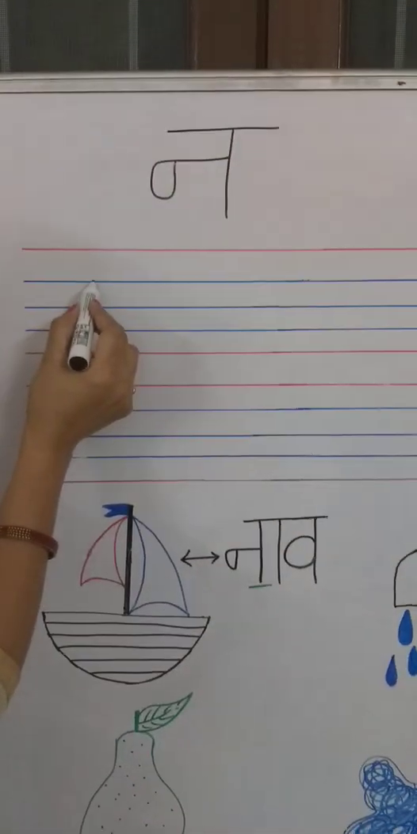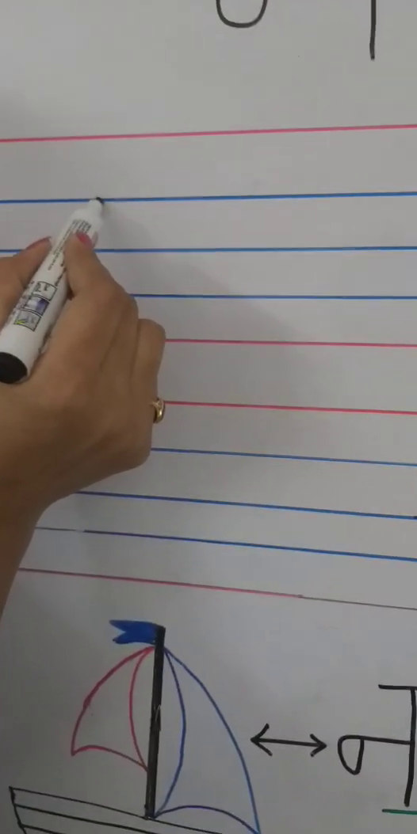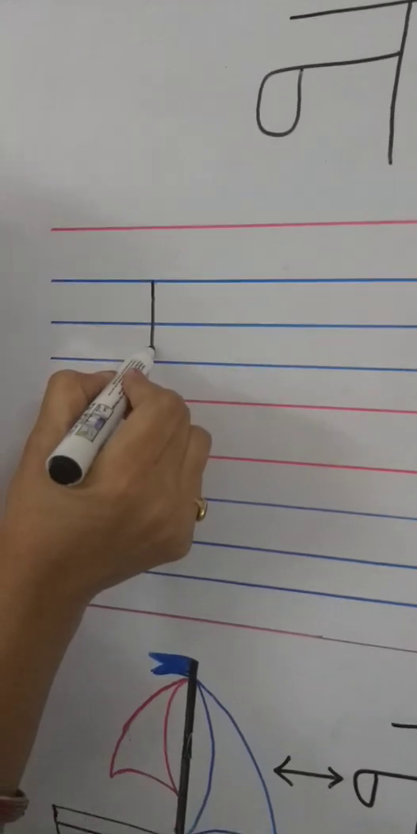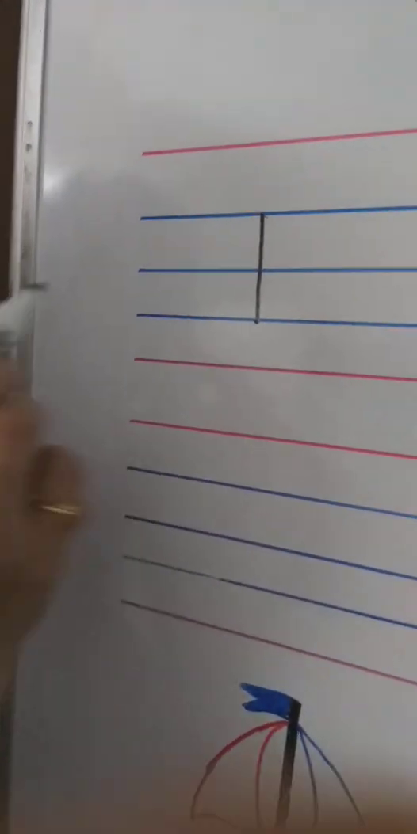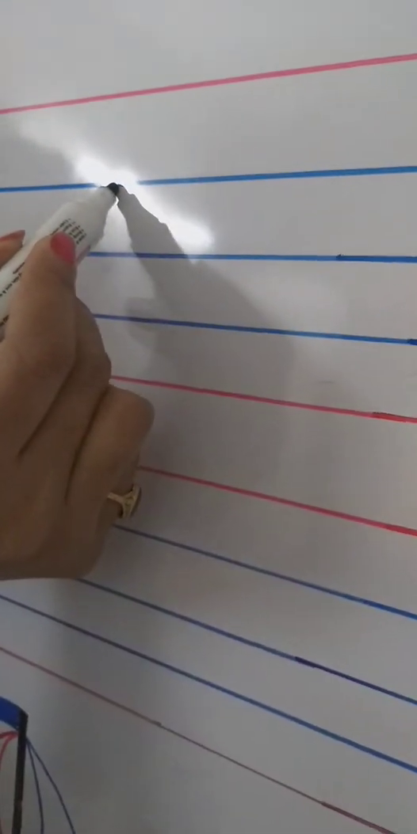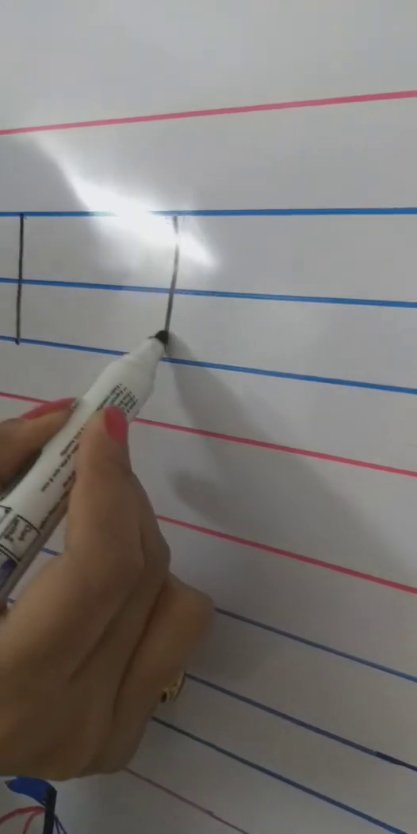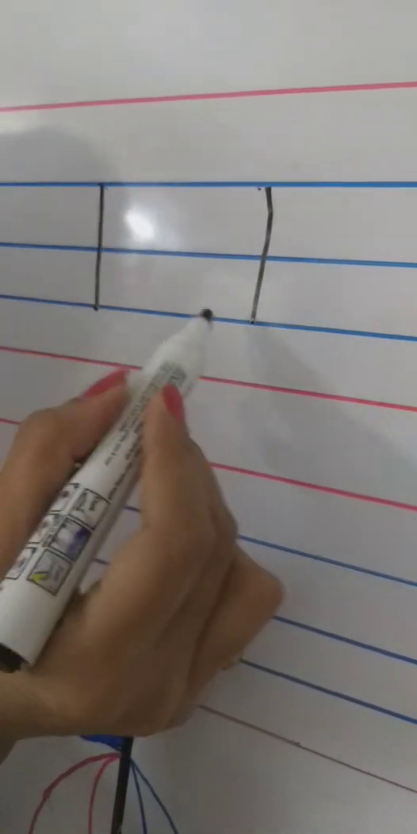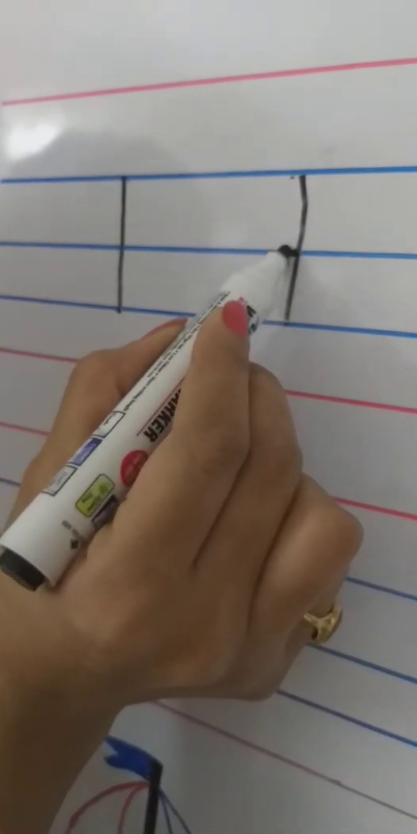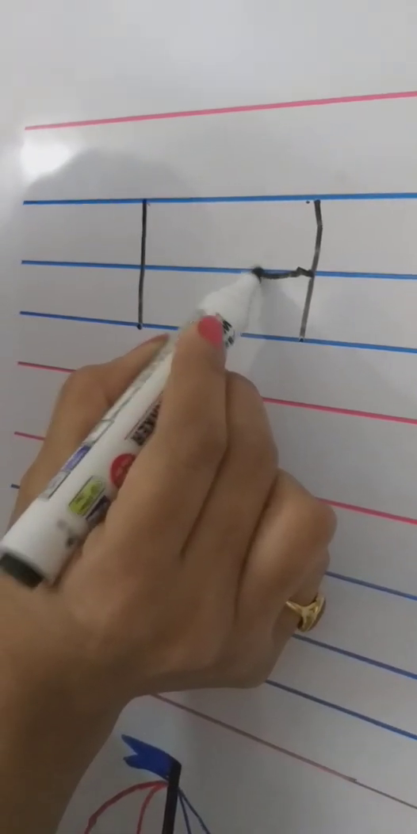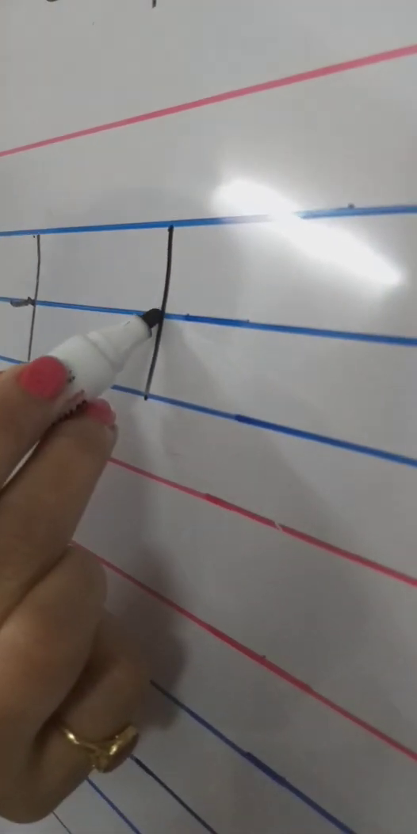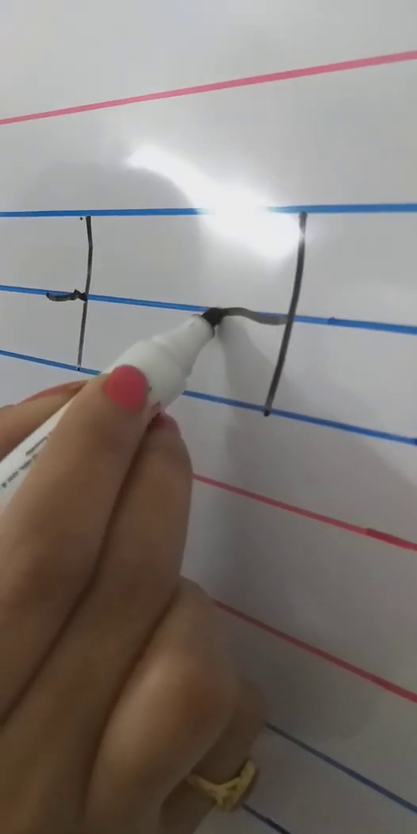First, put your pencil on the first blue line and make a papa stand till the third blue line and stop. After this, put your pencil on the second blue line and make a baby sleep on the second blue line and then stop. Papa stand from the first to third blue line, baby sleep on the second blue line, and then stop.